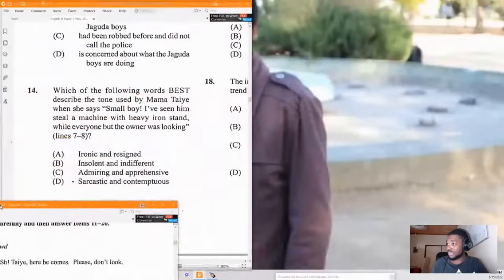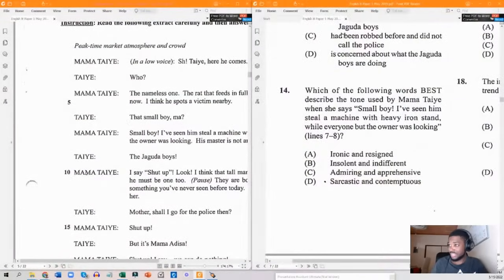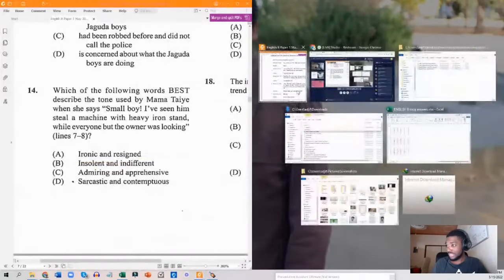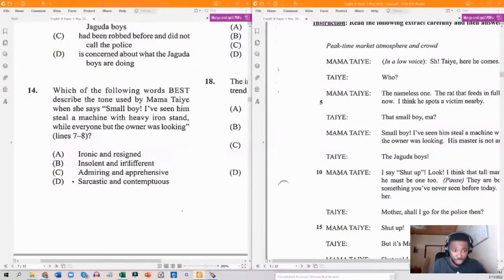All right. So now that we have built the context a little bit, let's go back to the options we have here. What is the tone here? Is it sarcastic? Actually, there is no sarcasm. There's no sarcasm here. Why is there no sarcasm?